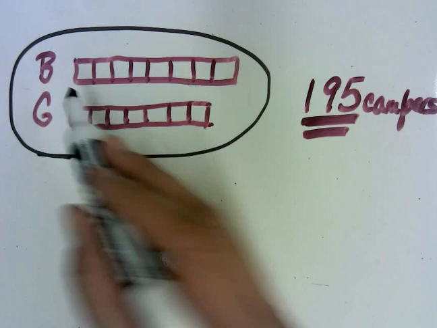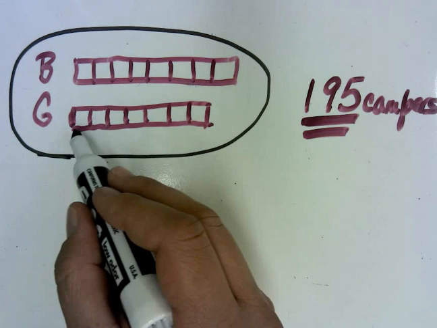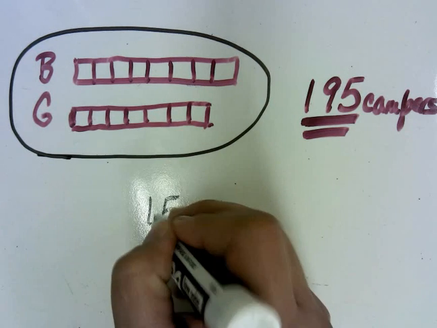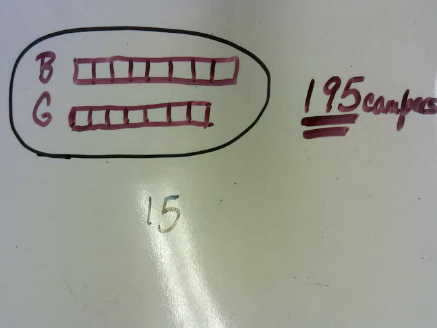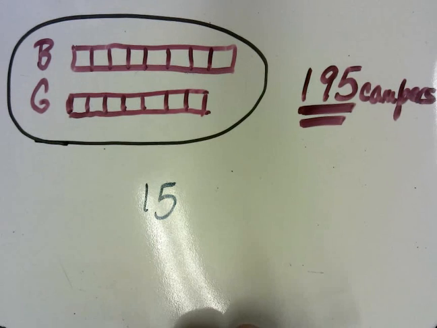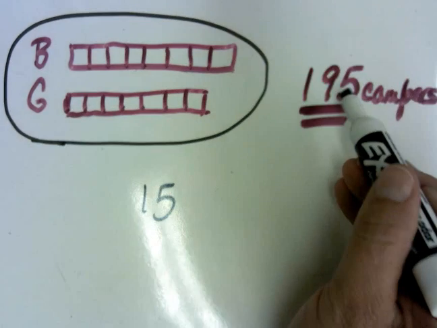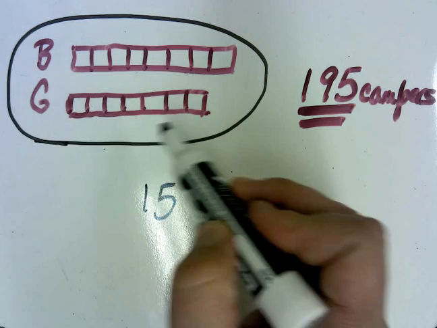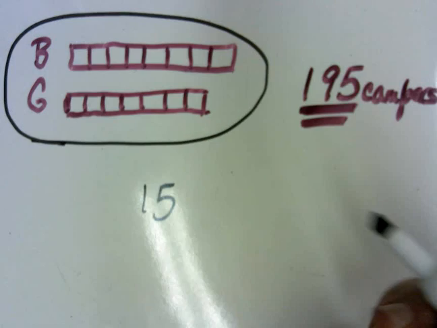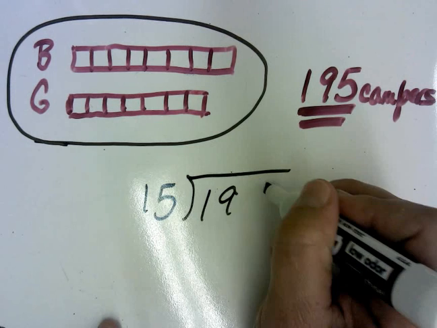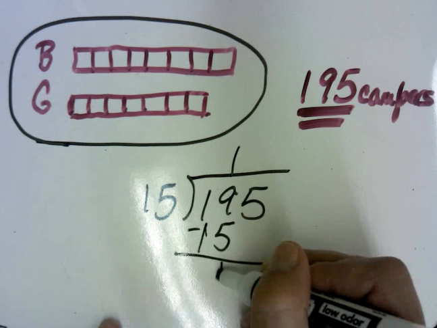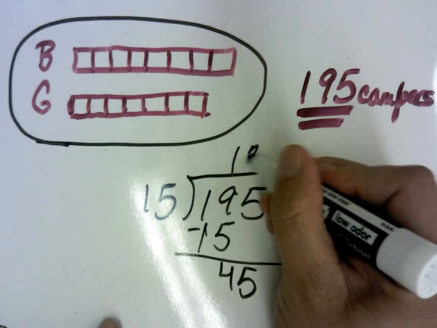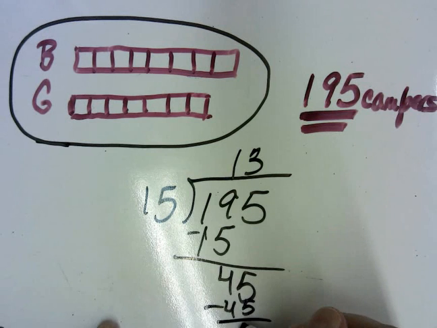And the reason why I'm doing that in this particular problem is because it says there were a total of 195 campers. I can't find out how many boy campers there were and girl campers there were unless I use this number and divide it by the amount of pieces in my tape diagram. Okay, so once I divide it out, this will tell me what goes in each and every piece of this tape diagram, and it looks like 13 is the amount that goes in every single piece of the tape diagram.